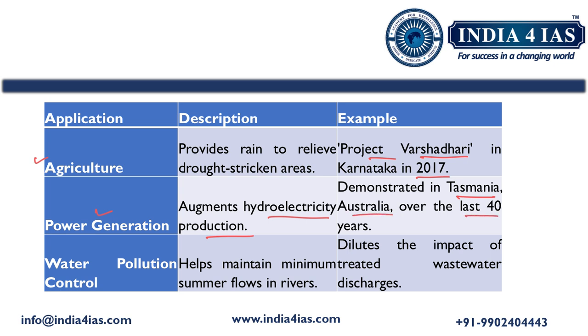The third application is water pollution control. Cloud seeding causes rainfall. So this rainfall helps in maintaining the minimum summer flows in the rivers. Since there is a continuous flow of water, this water dilutes the impact of the treated wastewater discharges in the river bodies. So thereby it helps to control the water pollution.